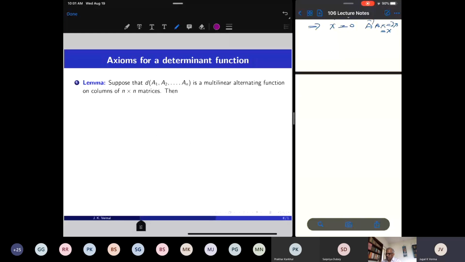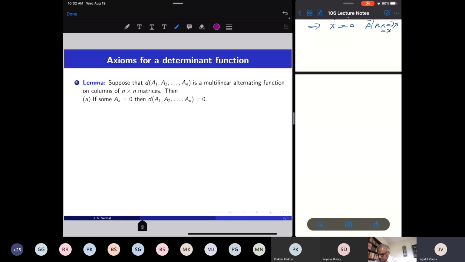So let's prove a small lemma first. Suppose that D(A1, A2, ..., An) is a multilinear alternating function on the columns of n by n matrices. I'm not assuming that its value on the identity matrix is 1. I'm just saying that suppose we have a multilinear alternating function. Then if some Ak is 0, then D of this matrix is 0.